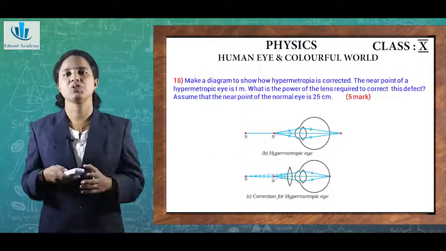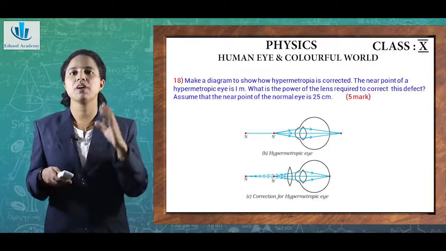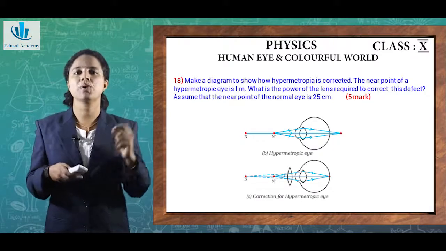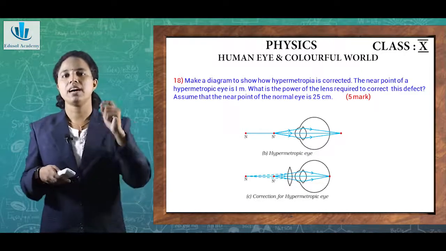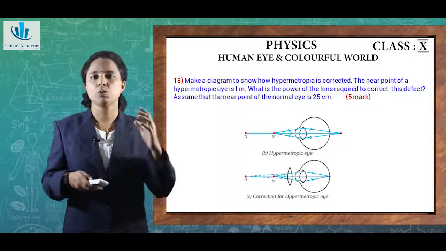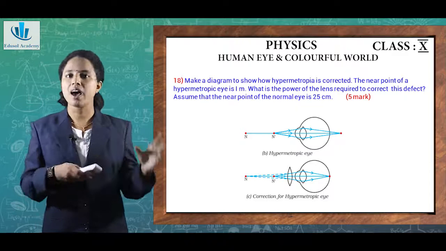Make a diagram to show how hypermetropia is corrected. The near point of a hypermetropic eye is 1 meter. What is the power of the lens required to correct this defect? Assume that the near point of the normal eye is 25 centimeter. So we know that the near point of the normal eye is 25 centimeter, whereas the far point is considered to be infinity.